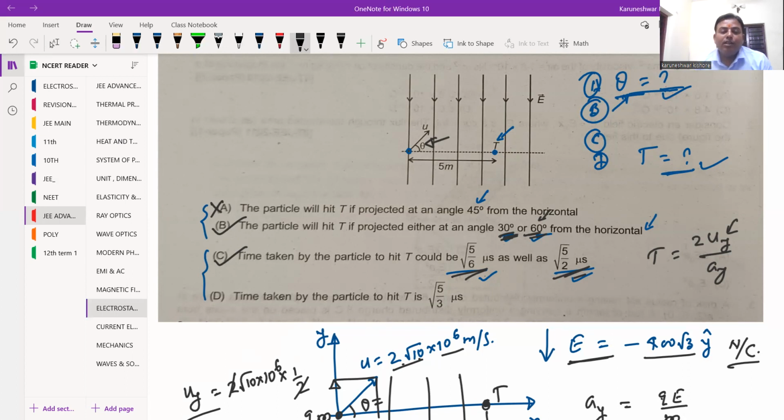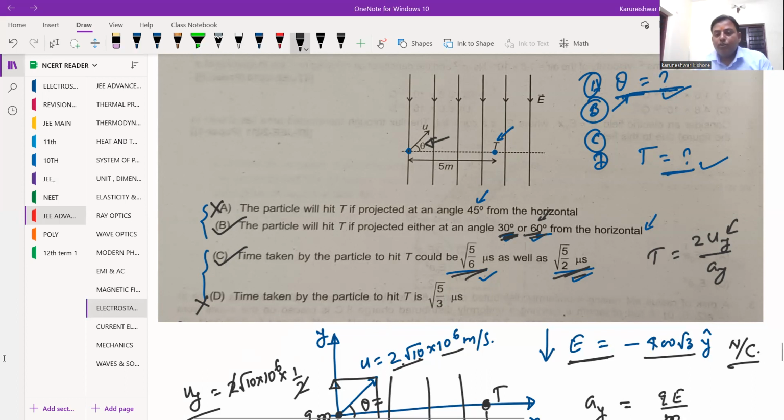Multiple type of question, ये ऑप्शन नहीं होना चाहिए था. क्यों नहीं होना चाहिए था? क्योंकि दो एंगल ऑफ प्रोजेक्शन के लिए सेम टारगेट हिट हो रहा है, और दैट एंगल ऑफ प्रोजेक्शन इज कॉम्प्लीमेंट्री एंगल. तो हमें सी ऑप्शन को एलिमिनेशन के लिए आराम से हम कर सकते थे. ये एलिमिनेशन ऑलरेडी हो चुका है क्योंकि दो एंगल ऑफ प्रोजेक्शन के लिए टारगेट हिटेड हो रहा है. सो ऑप्शन बी इज करेक्ट, सी इज करेक्ट.